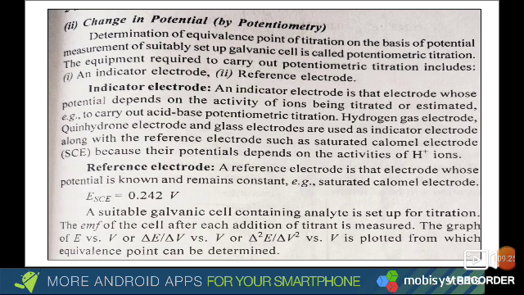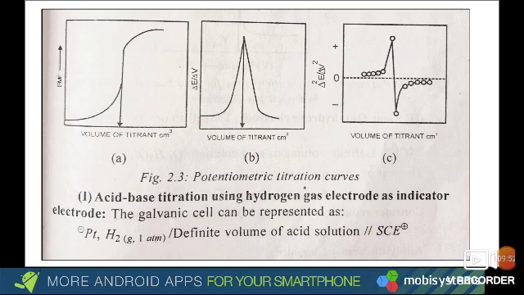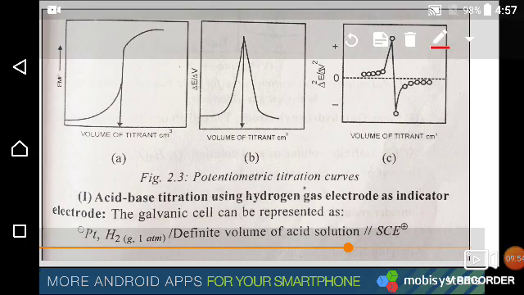So when you add titrant solution from burette, the graph you have to plot is E versus V, or sometimes you have to also plot a graph of delta E upon delta V. Delta E means the difference between the two concentrations. Or you can also plot delta square E upon delta V square versus V, and there you get three types of graphs. Okay, so what kind of graph you get? Just see here, this type of graph you can observe.